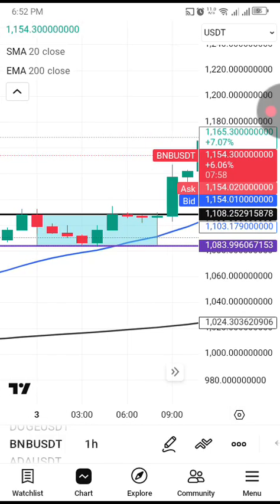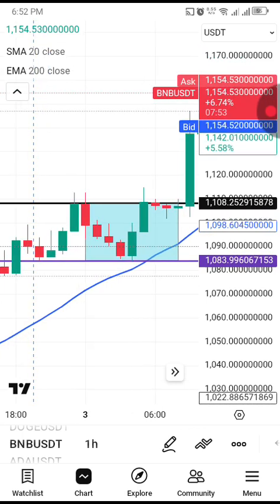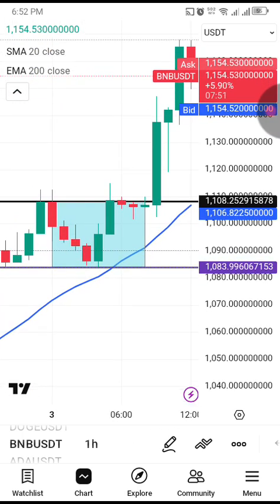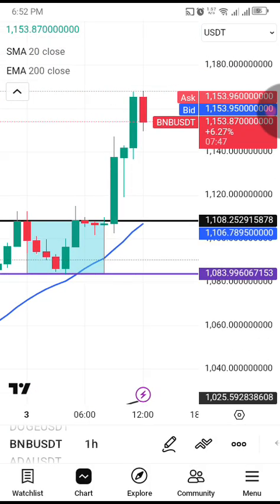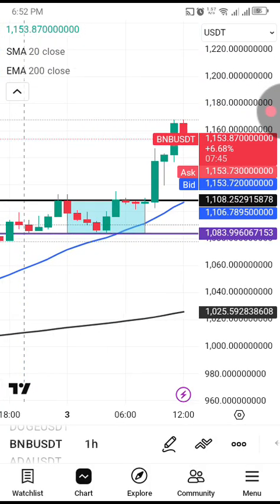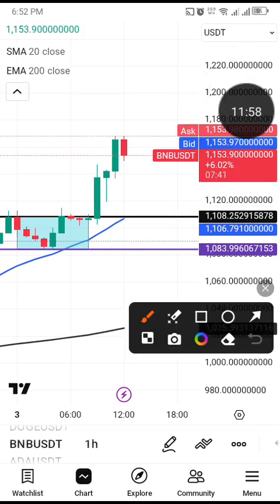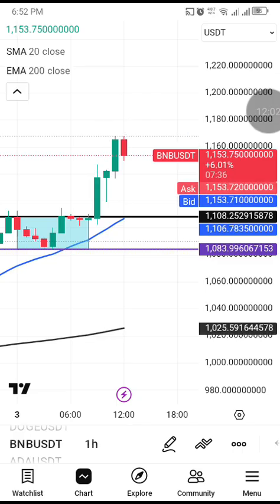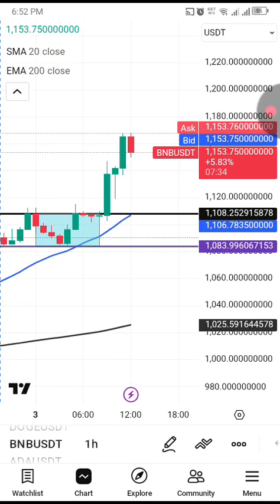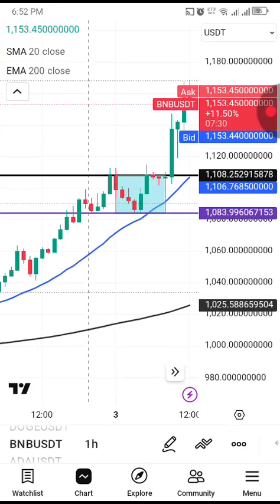Okay, this is what I have been telling you. Whenever I mark 1 hour, do you see? Whenever I mark, I know that the market is going up. So people have traded from here all the way up. I have given this signal to the group, and they have made a good amount of money.